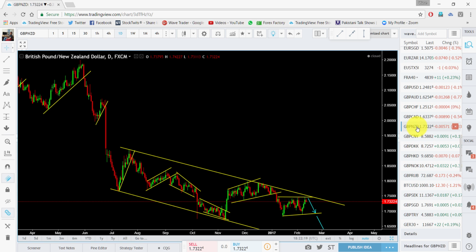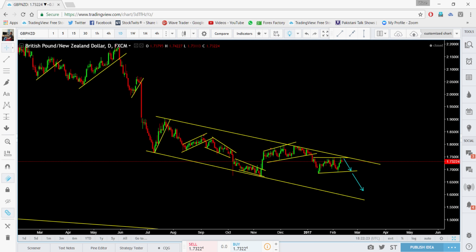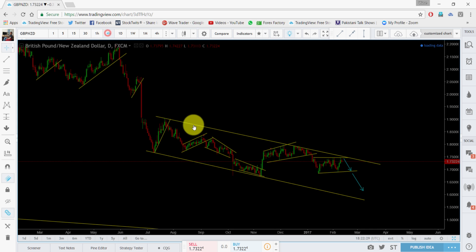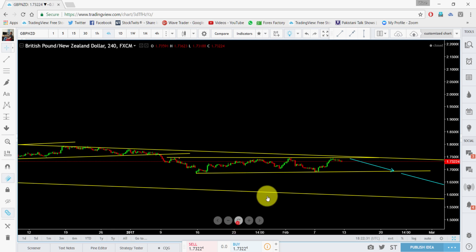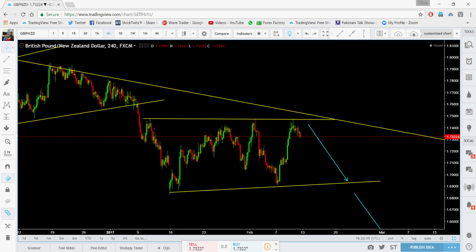On pound New Zealand dollar, a quite similar pattern is forming over there. So we are more interested to sell rather than buy. For the short term, you can sell within this channel, so look for sell.